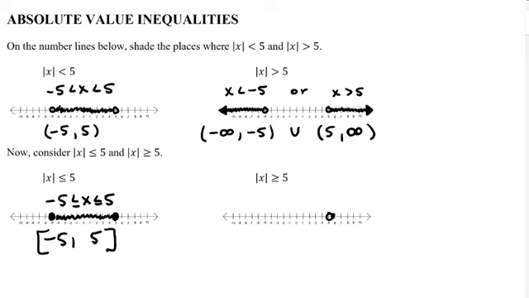Okay, over here, the absolute value of x is greater than or equal to 5. I'll start with the absolute value of x is greater than 5. And then I'll also consider where the absolute value is equal to 5. Okay, this is x less than or equal to negative 5. This is x greater than or equal to positive 5.